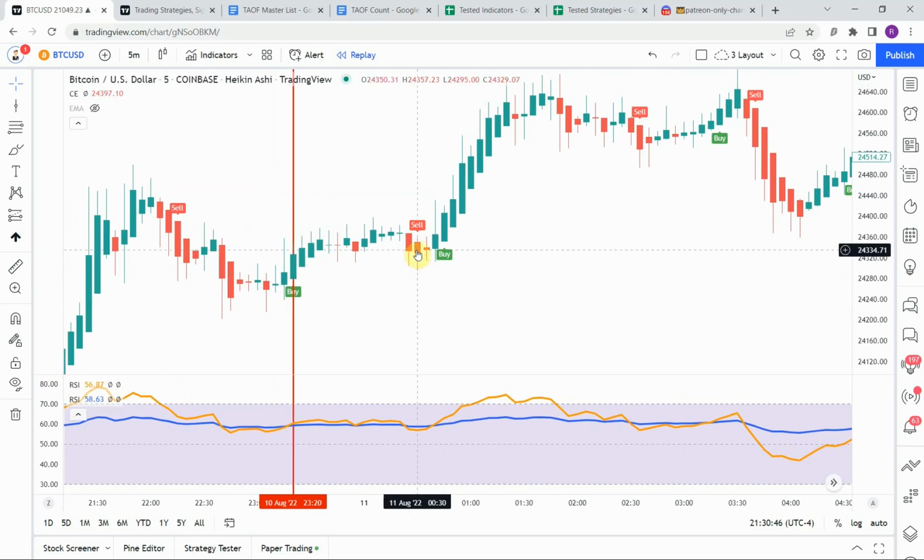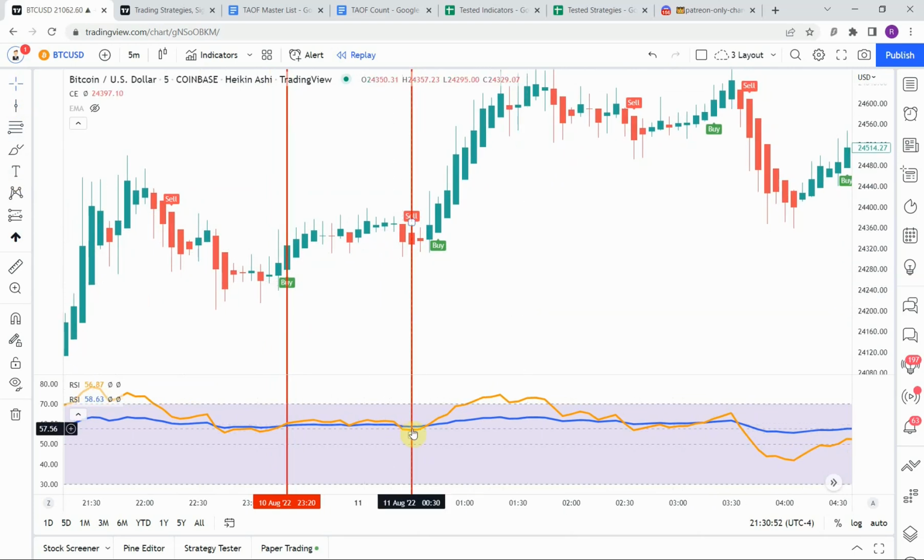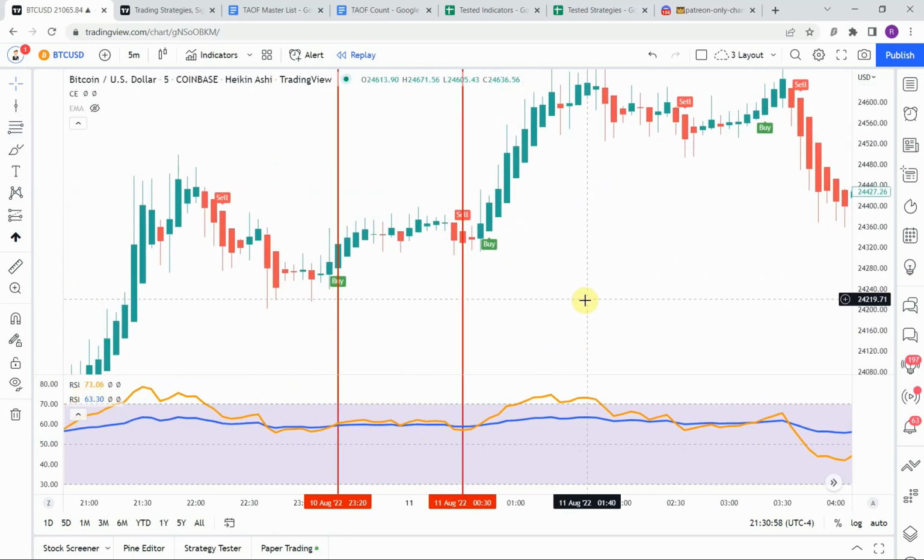I mean, right here is a valid signal, a valid short. And so here's the sell signal. You can see that our faster RSI is below the slower one there, and immediately price just shoots up out of there.